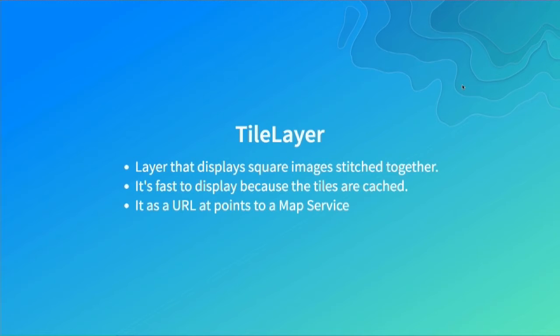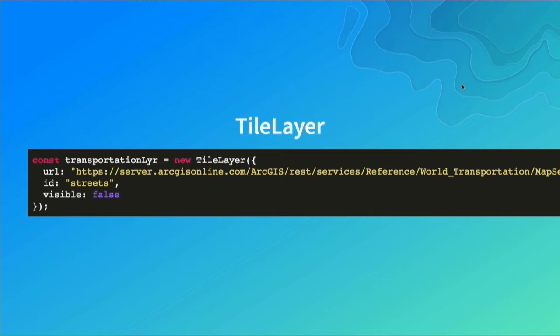This is probably one of the most popular layers that we have in the platform. You can create that by just giving us an object with the URL and providing the ID. There are some other options here. We have the visibility. There's also opacity. You can provide a min-max scale, and you can overwrite the min-max scale of the published service if you wanted to.